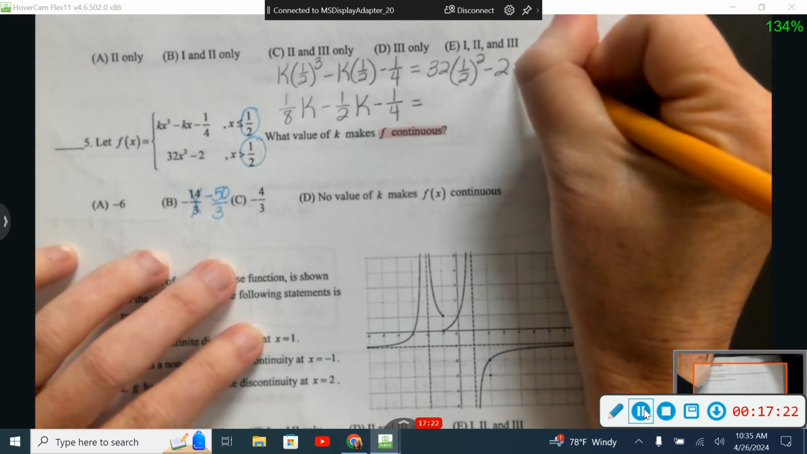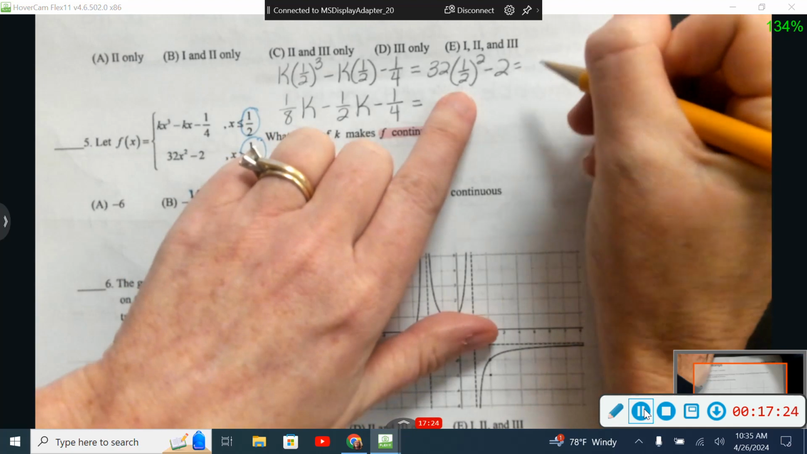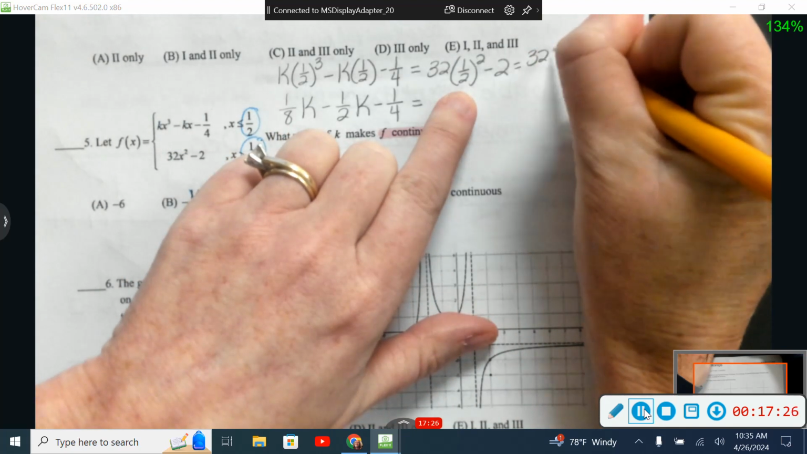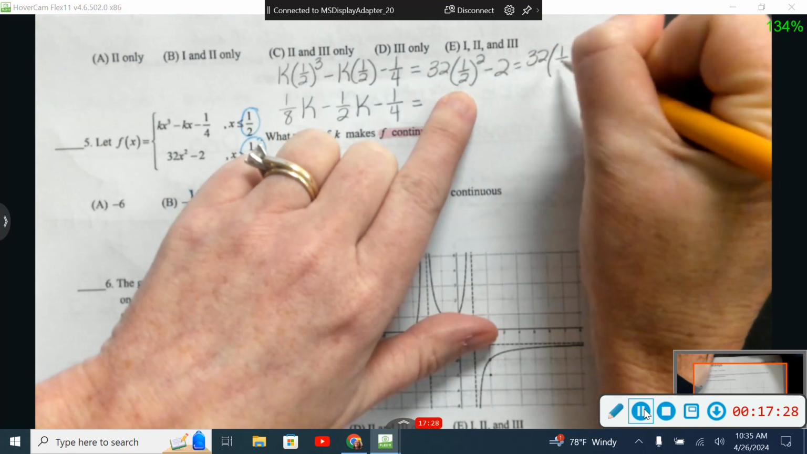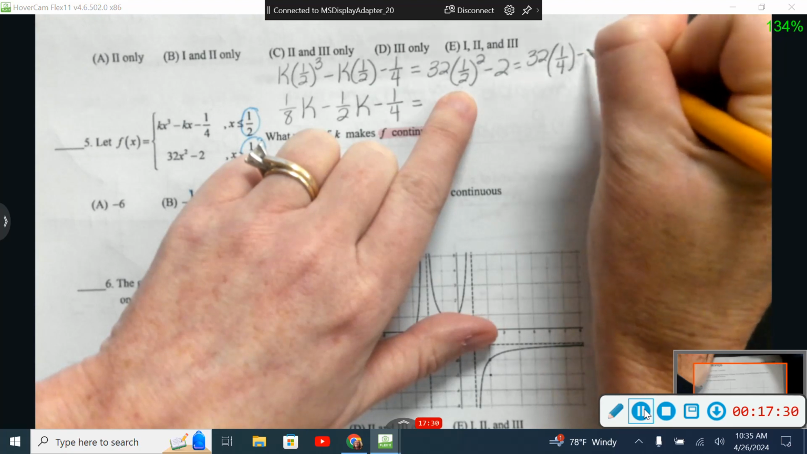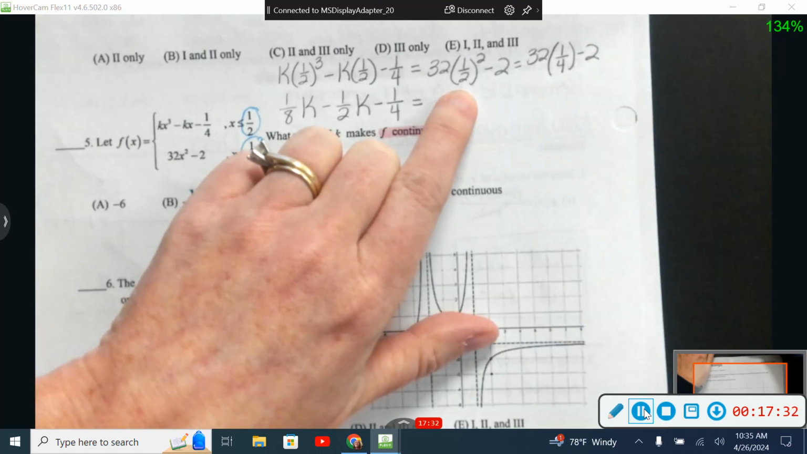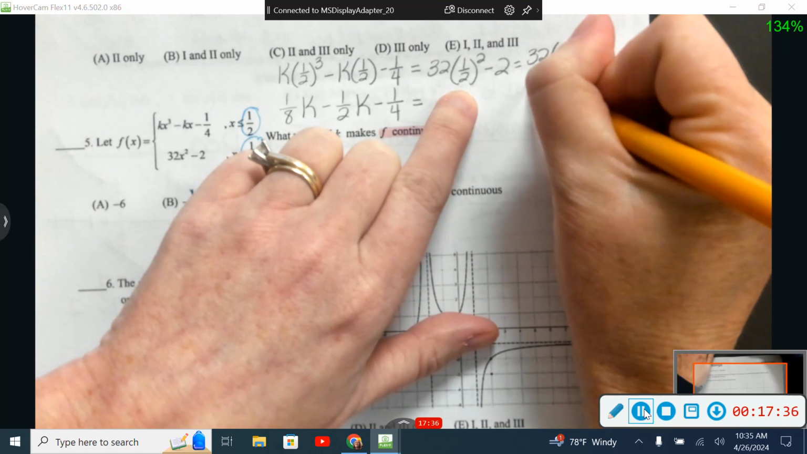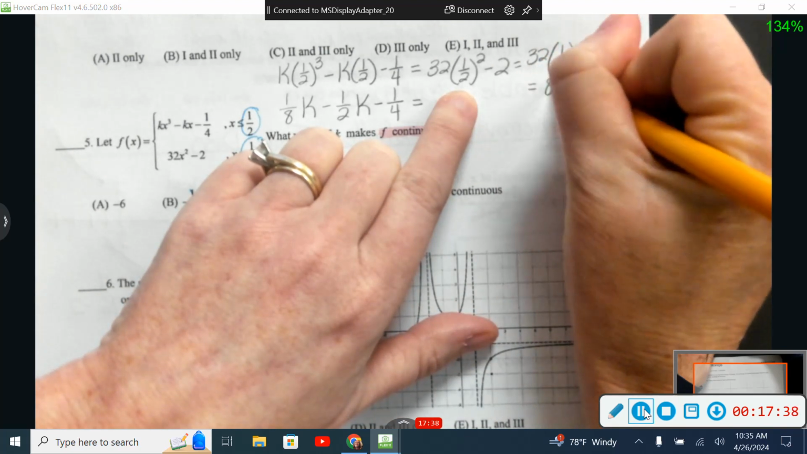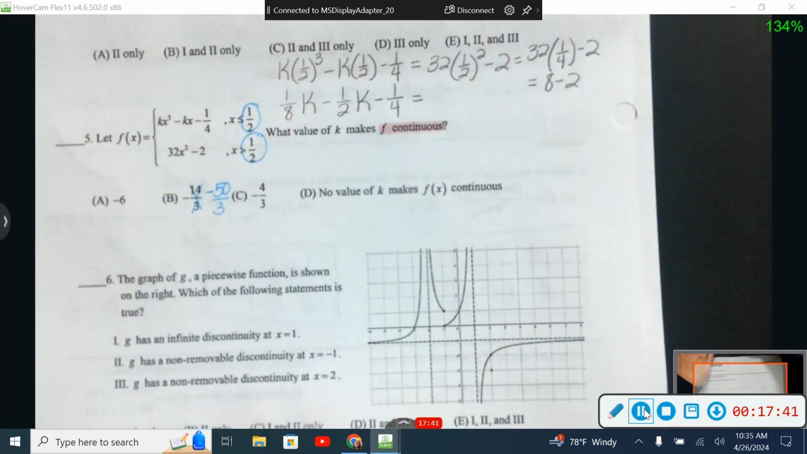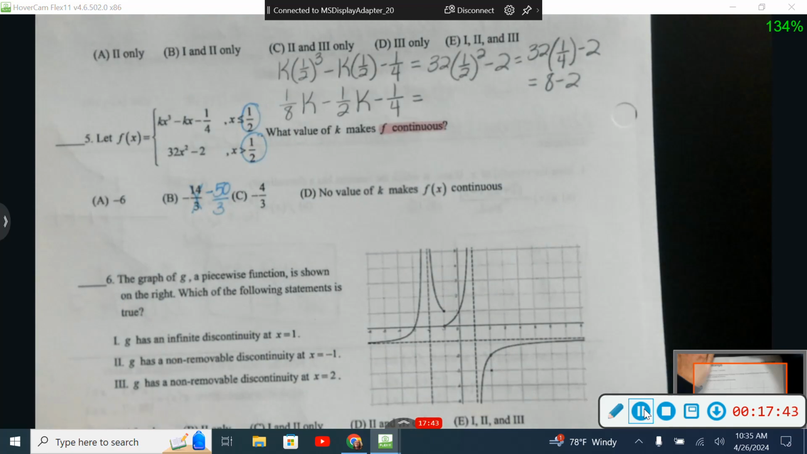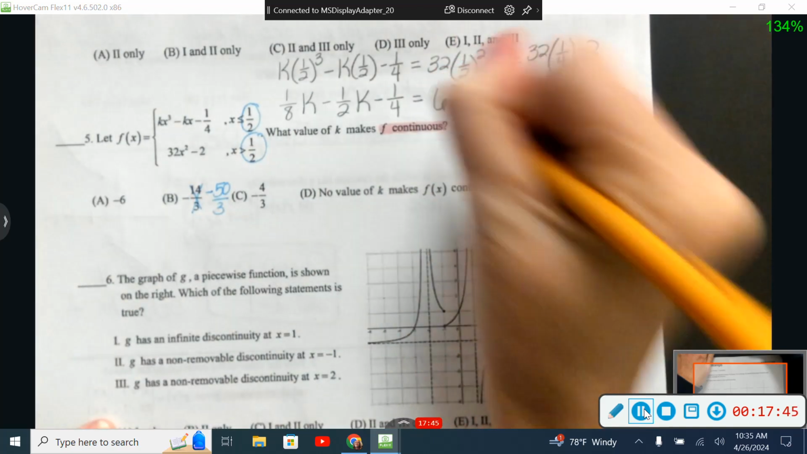All right, I'm going to jump over here on the side and do a little bit of work. The first thing I need to do is square 1/2. So 1/2 squared is 1/4. Square the top and square the bottom. Then 1/4 of 32 is 32 divided by 4, which gives me 8. And 8 minus 2 gives me 6.